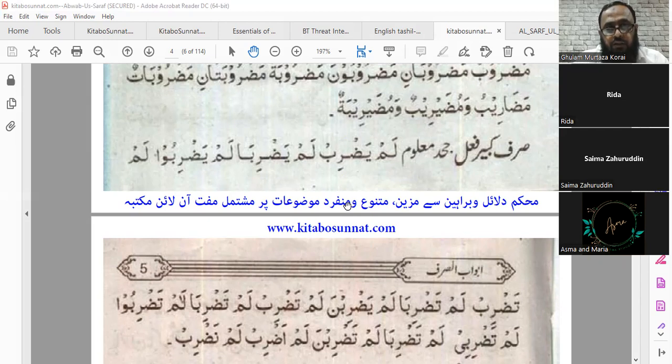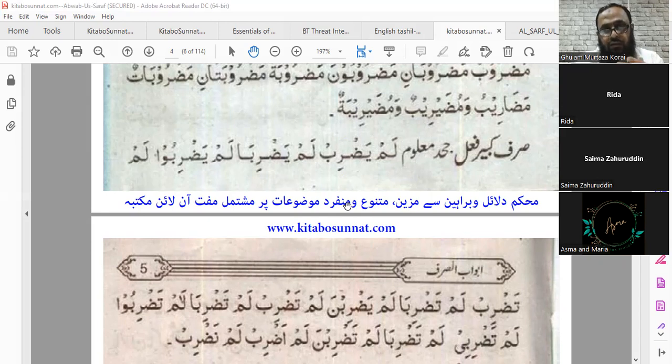Whenever it enters into the five sigas, it makes the last letter majzoom. Like there was yazribu; when lam enters, it becomes lam yazrib. Tazribu, lam tazrib. Tazribu, lam tazrib. Azribu, lam azrib. Nazribu, lam nazrib. Okay, this is the first thing. I'll repeat and I'll ask you as well.